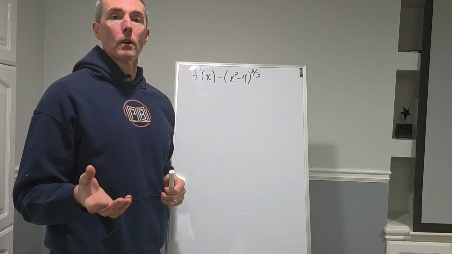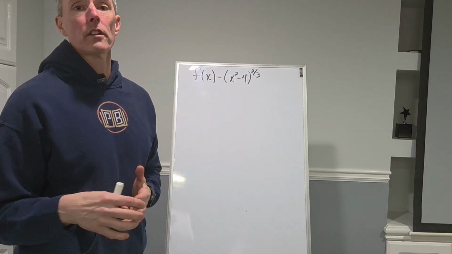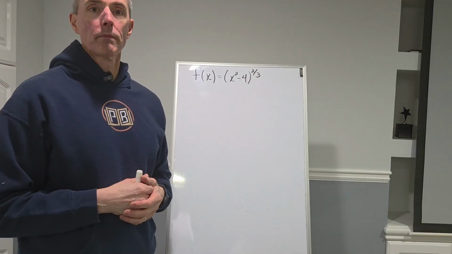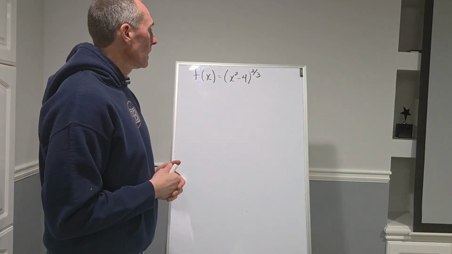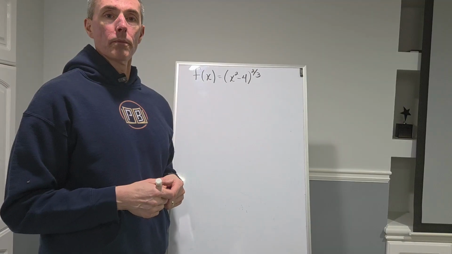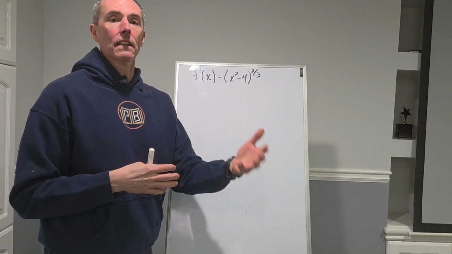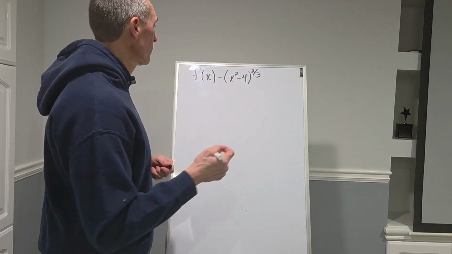Let's run through an example of how we can find where a function is increasing or decreasing using the first derivative test. So here we have our first example, (x squared minus 4) to the 2/3. The first thing we're going to need to do is find the derivative and then analyze the derivative. So let's find the derivative.